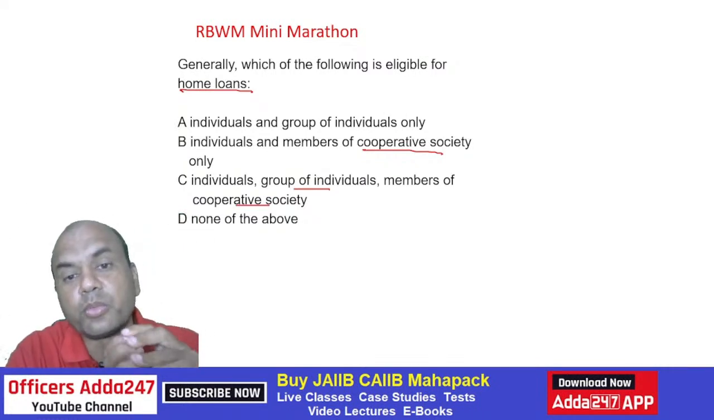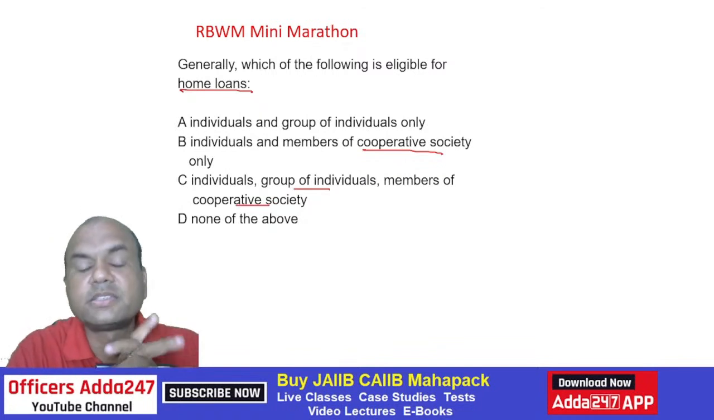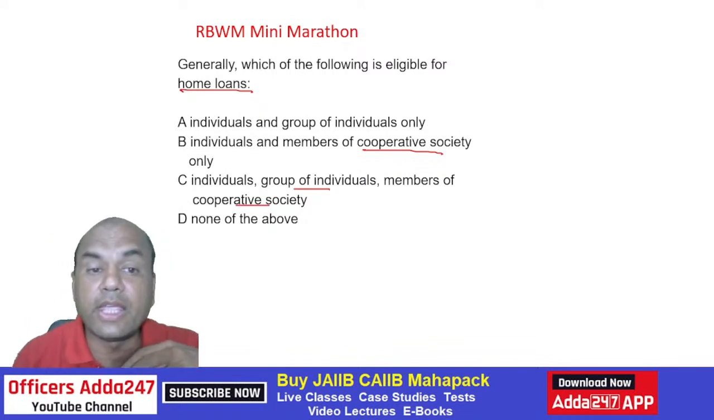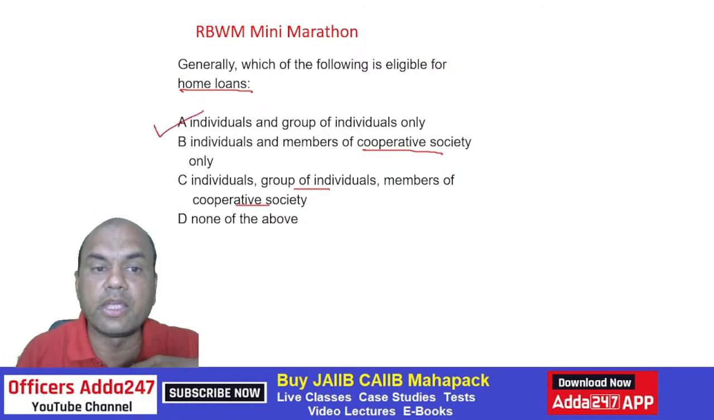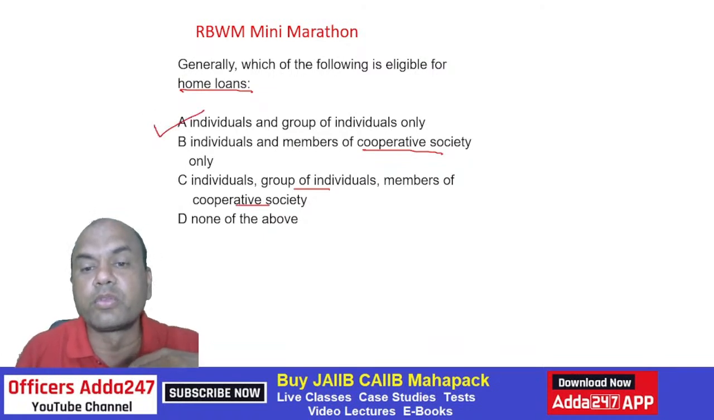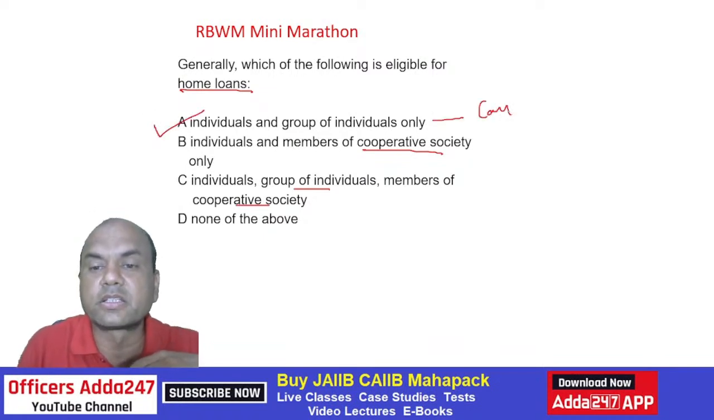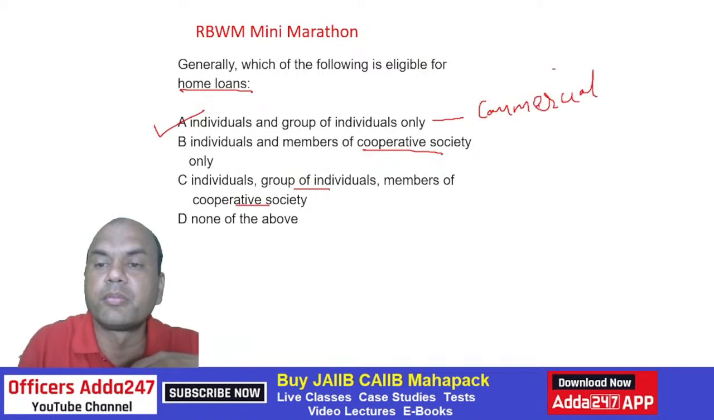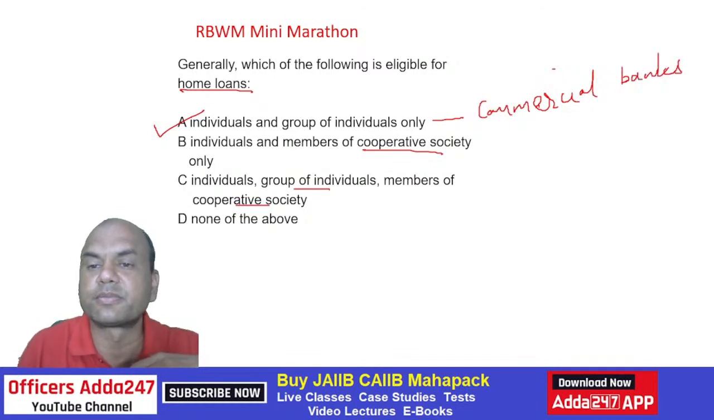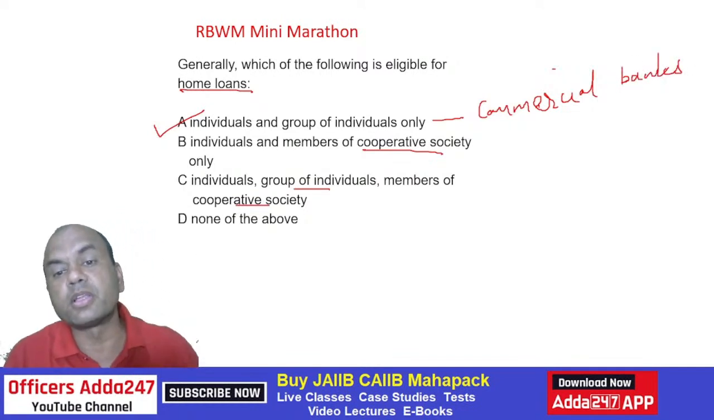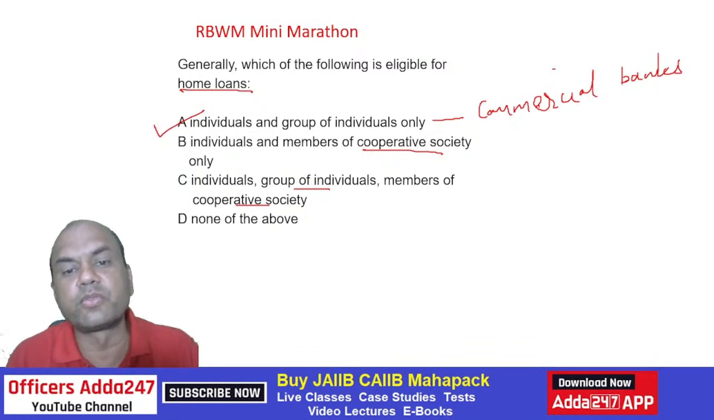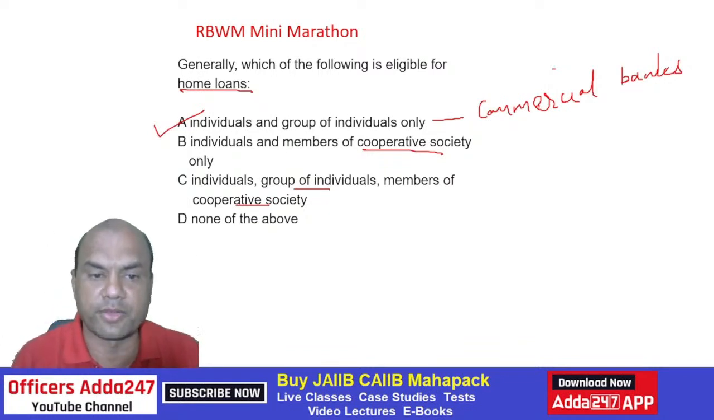Who is eligible for home loans? It is only A. Remember, only A. Here we are talking of loans from commercial banks. Because in cooperative banks, you'll get the loan if you are a member of that cooperative society. So that's why A is the only answer over here.